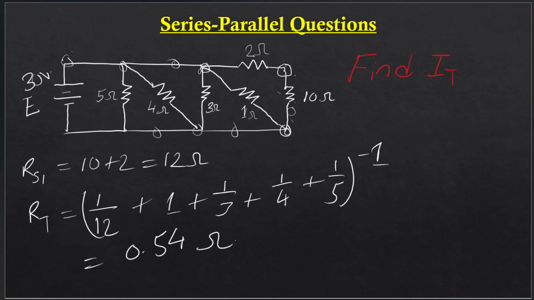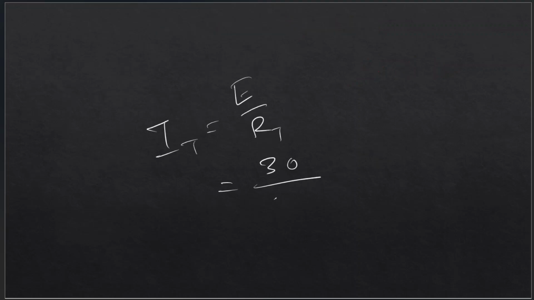Now we have to find IT. Again, IT, simply Ohm's law. So E over RT. What is E? E is 30 volts here. So 30 volts over RT, which is 0.54 ohms. And that equals 30 over 0.54, 55.56 amperes. That is our answer.